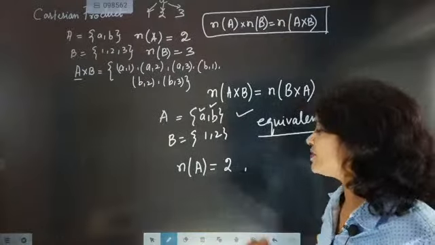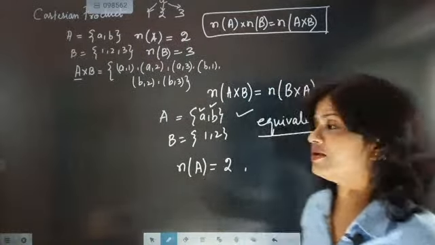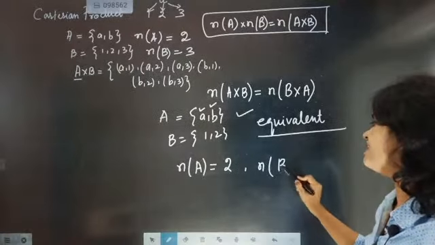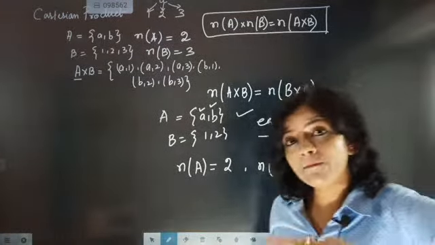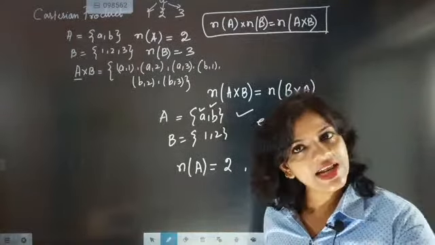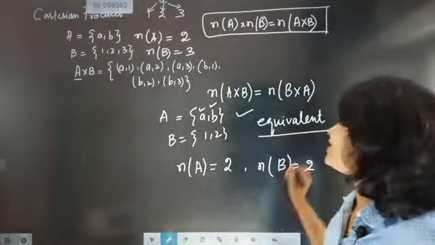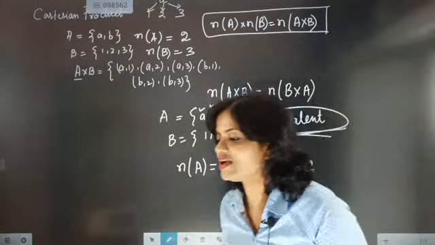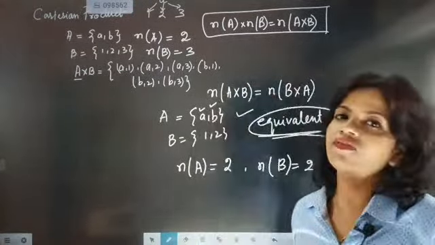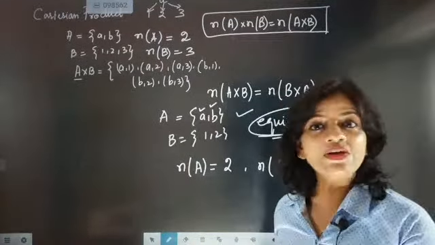So 2 elements are present. Now what is the cardinal number of set B? Then you will say cardinal number of set B is also 2. So when the number of elements of set A is equal to the number of elements in set B, then they are only equivalent. They are not equal. Never make the mistake of saying that they are exactly equal. They are only called equivalent.